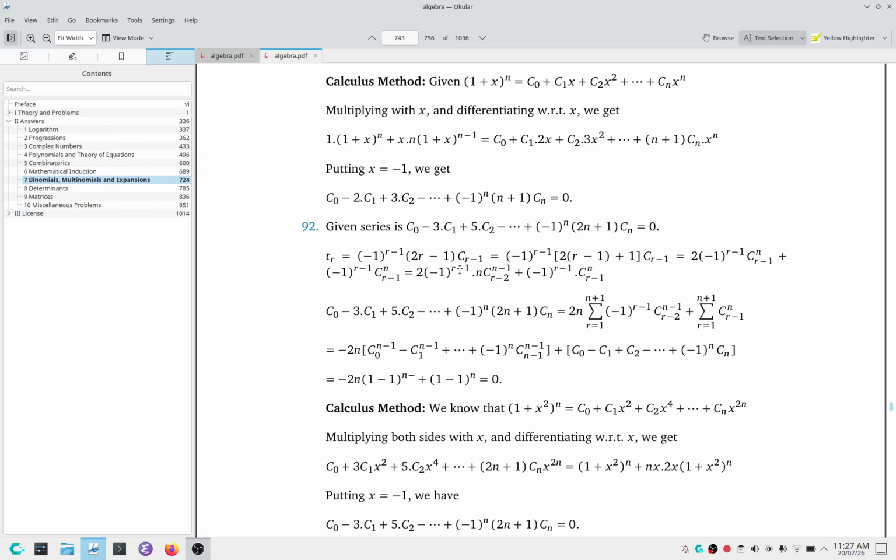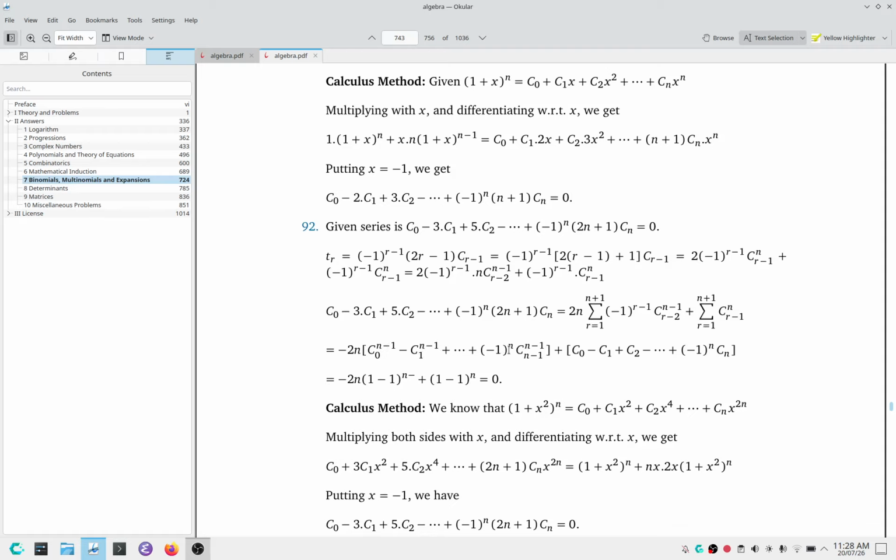which upon further simplification we can write as 2 times minus 1 to the power r minus 1 n minus 1 C r minus 2 plus minus 1 to the power r minus 1 nC r minus 1. So the given series becomes the sum of minus 1 to the power r minus 1 n minus 1 C r minus 2, where r varies from 1 to n plus 1, plus nC r minus 1.